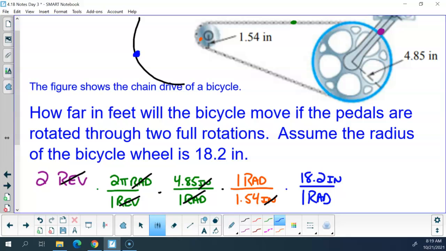Well, let's get there first. Because inches, it didn't assume. Oh, it did say how far in feet. I missed that part. So we need 1 foot over 12 inches.